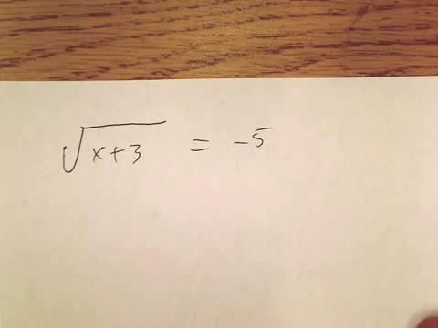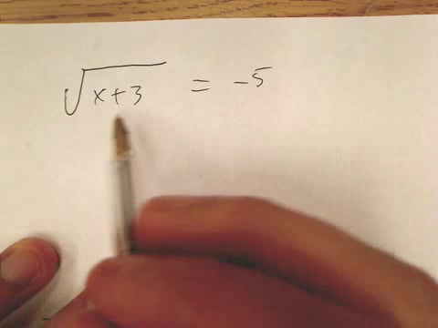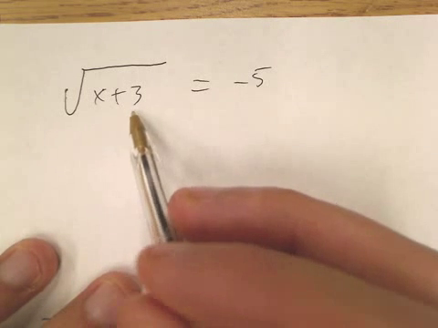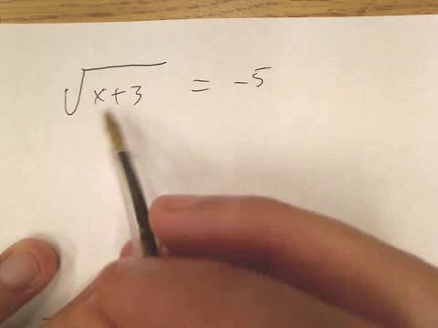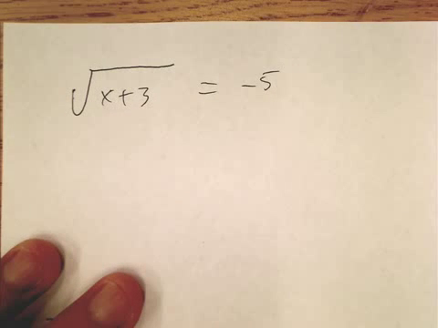The only other kind of problem you'll have in your homework for tonight is one where a radical covers a whole side like this. Okay, so I have the square root of x plus 3, and the whole x plus 3 is underneath the square root. And I say that equals -5. Okay, well, because the square root covers the whole side, I'm just going to square both sides right now.